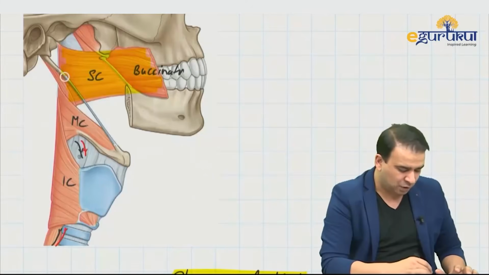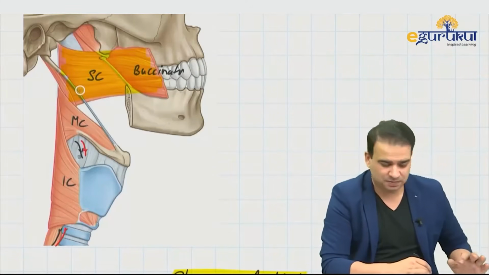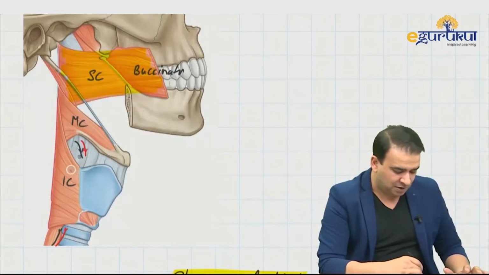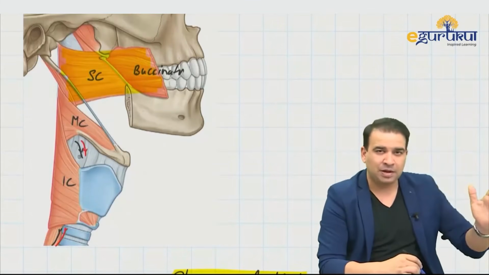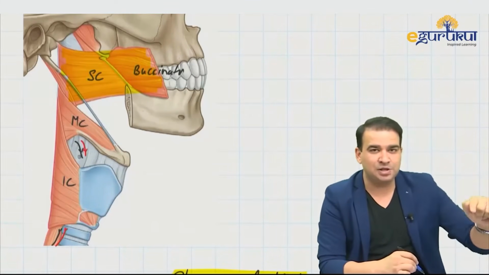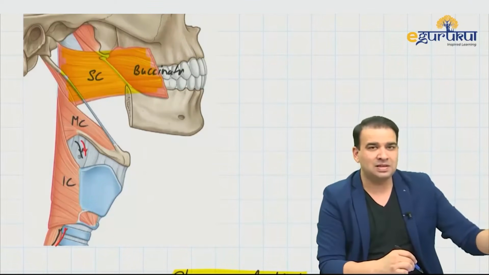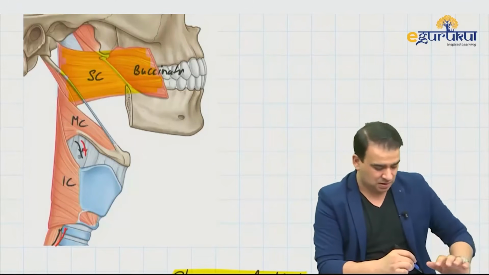Between superior and middle, what is a muscle? Stylopharyngeus. Between middle and inferior, think of thyroid membrane. So what should be the nerve? That is internal laryngeal nerve going inside. With what blood vessel? Superior laryngeal vessels.